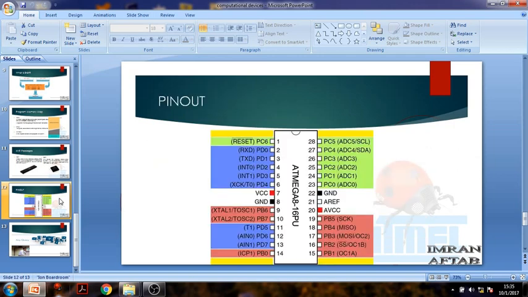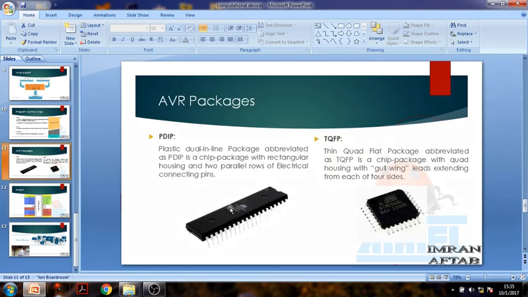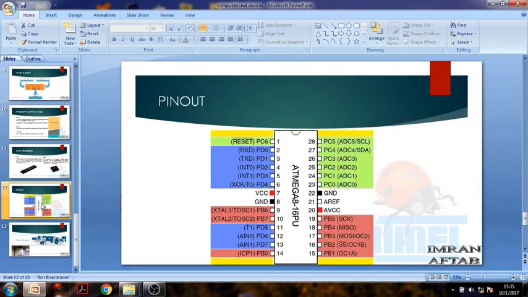Then coming to the pin diagram. It's very important. Every manufacturer provides a pin description, because if you look at a microcontroller, there is nothing written on it. Every pin has its own specific function or feature. But how can you know which pin has what function? For that, every manufacturer provides a pin description, a pin diagram. By understanding that, you can easily make the connections.